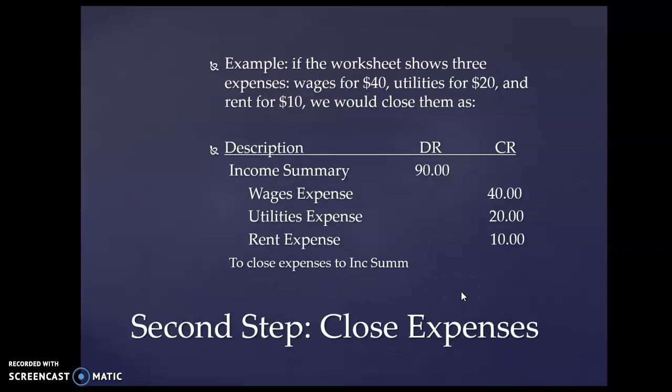Here's an example. If the worksheet shows 3 different expenses, wages for 40, utilities for 20, and rent for 10, we would credit wages expense for 40, utilities expense for 20, and rent expense for 10. The total of those is 90, and we would debit income summary for 90. Again, we would have the date, whatever's the last date of that accounting period. We have our explanation to close expenses to income summary.